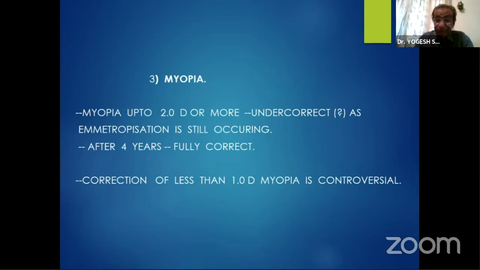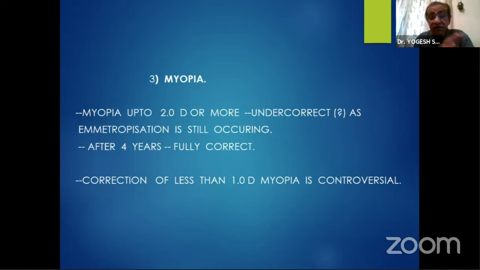Myopia. This is a big area of discussion which has been going on for a long time. Myopia up to 2 diopters or more, undercorrect. That has been the normal teaching, as emmetropization is still occurring. See, if a myopia is less than 2 diopters, and if you correct it at 4 years, that stimulus for emmetropization would disappear, and then the process of emmetropization would stop there, and the myopia would progress. But after 4 years, correct fully.